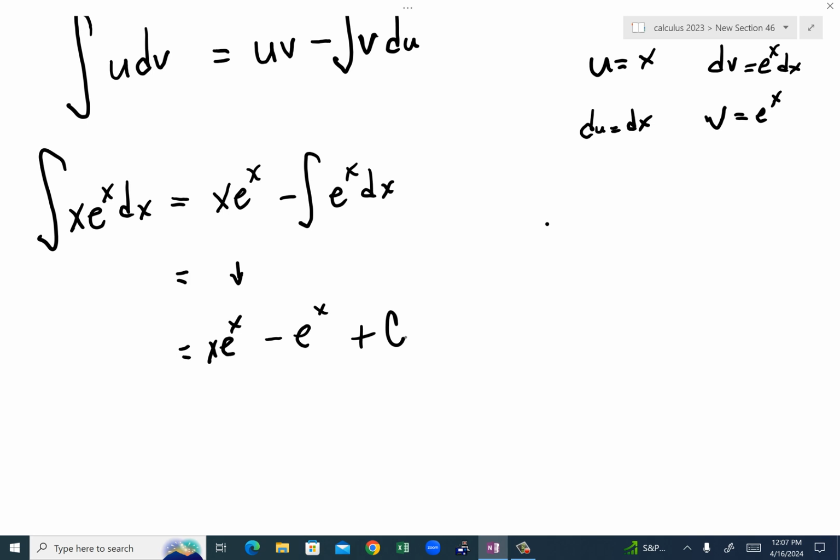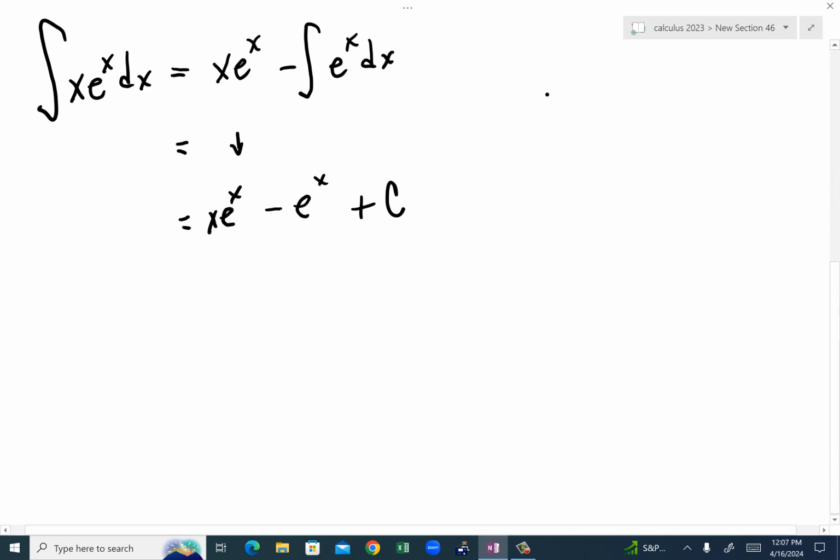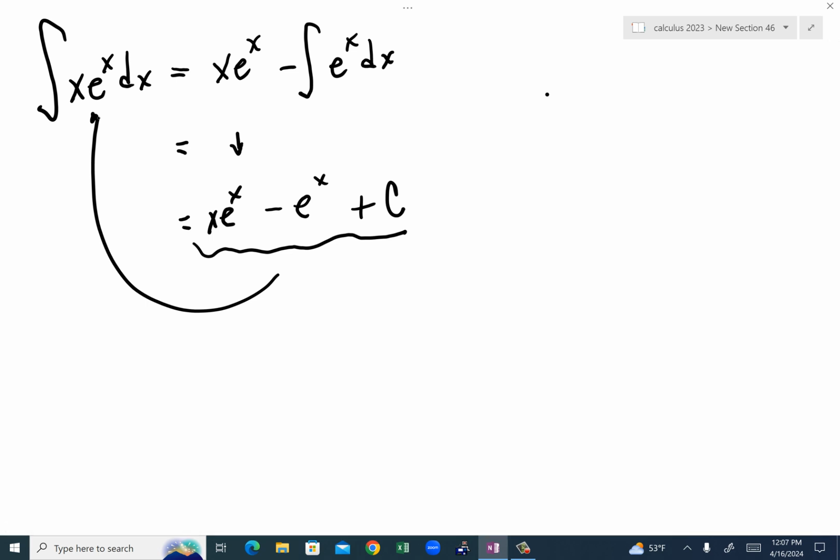So if you have this, how do I know if this is correct or not? How could I prove that this is the integral of that? How could I prove it to myself? Take the derivative. Prove it to me. Let's go. Let's do it.